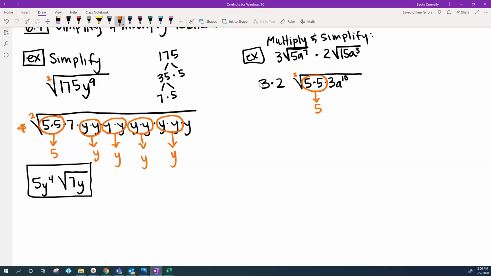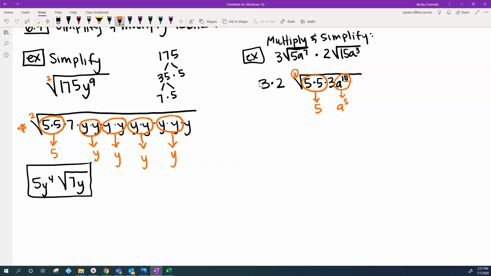Remember the shortcut for this is you're saying, 10 divided by 2 gives you what? And that's 5 because you're trying to figure out how many groups of 2 are there in that. So a to the 5th is what gets to come out on that one. Okay. And so then remember, when something comes out of the square root, it's going to multiply with the numbers that are already out there.